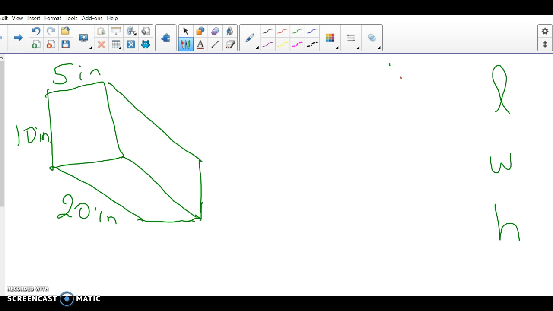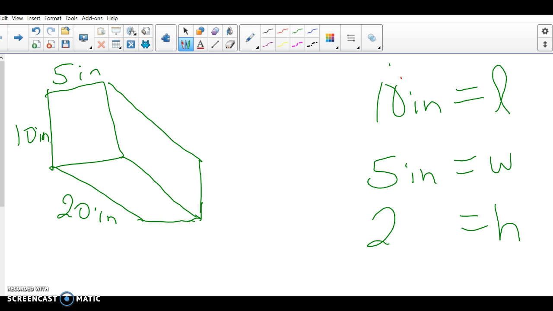So taking a look at this one, it has a length that we could probably call 10 inches. The width of this would be 5 inches. And assuming that it's sitting on that little rectangular base, we would say the height is 20 inches. Now with all of these, the length, width, and height are interchangeable. It all depends on how the prism is sitting. So in this case, we're going to take a look at these three.